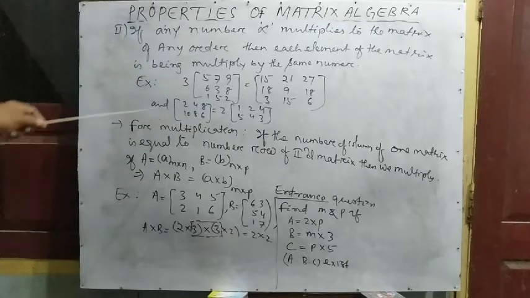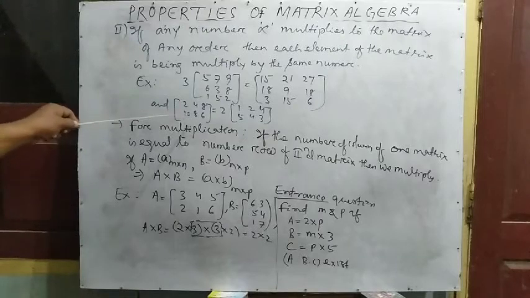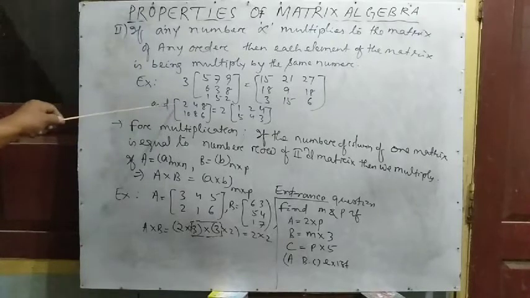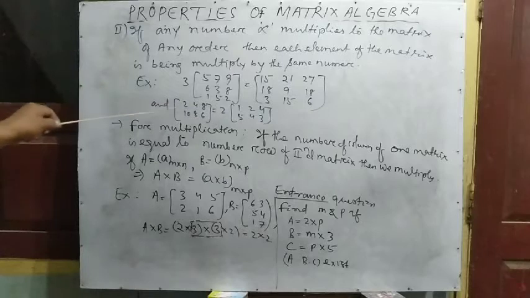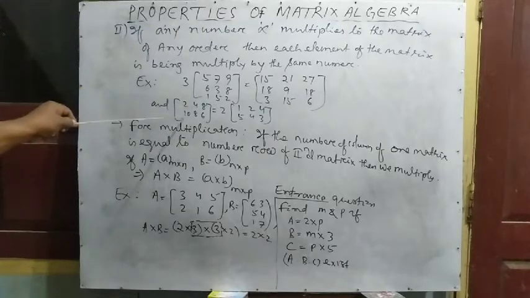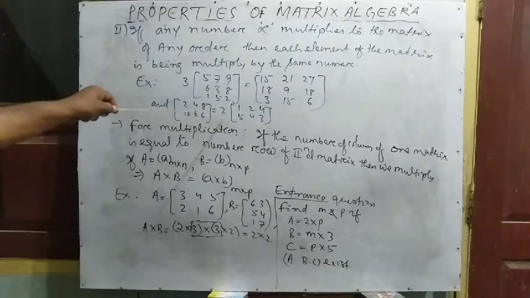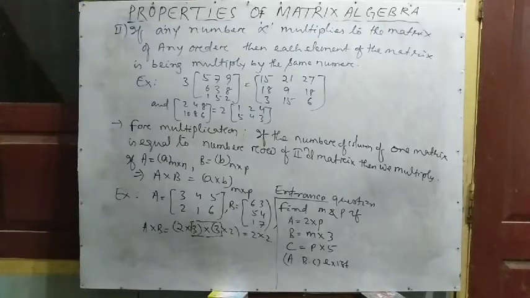Here, if you take a common number out of the matrix, for example, you have 2, 4, 8, 10, 8, 6. You can also write it by taking 2 common from the entire matrix. So 2 into 1, 2 into 2, 2 into 4, 2 into 5, 2 into 4, 2 into 3. When you take 2 outside, you get 2 into this one. Okay, this is property number 2.